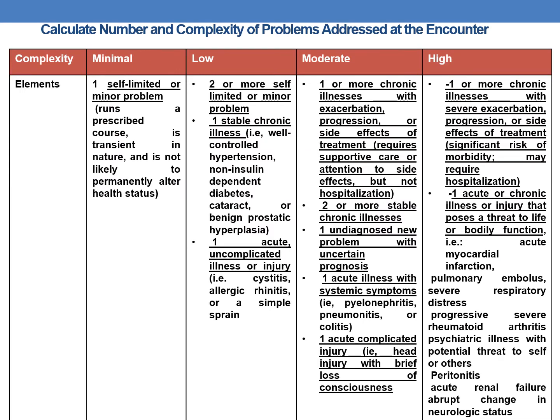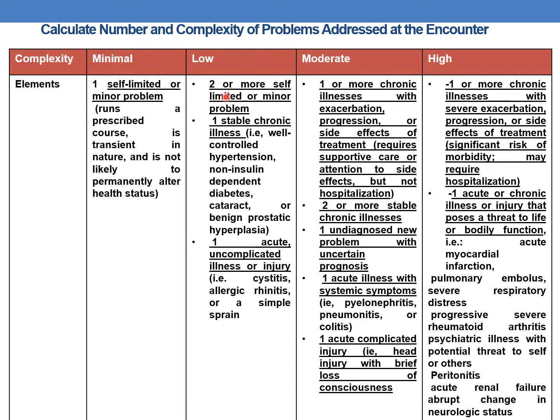Now, as we have discussed the various definitions of different types of problems, let us calculate the complexity based on the number and complexity of problems addressed in an encounter. So, for minimal complexity, the element required is a self-limited or minor problem, that is, one that runs a prescribed course and is transient in nature and is not likely to permanently alter the health status. So whenever there is a self-limited or minor problem, the complexity according to number of diagnoses is minimal.